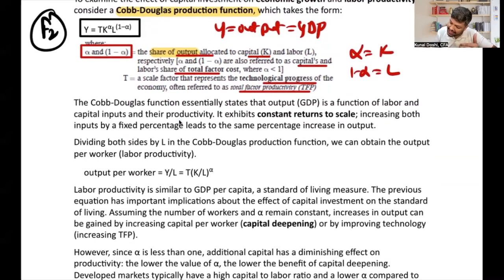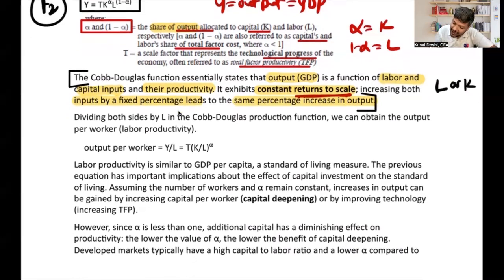The Cobb-Douglas function essentially states that output or GDP is a function of three things, as I said, labor and capital and their productivity, which is technology. It exhibits constant returns to scale: increasing both inputs by a fixed percentage leads to the same percentage increase in output. What does it mean? That if I increase the labor or capital by 5%, my output will also increase by the same rate. That's why it's called constant returns to scale. So the Cobb-Douglas function is based on the constant returns to scale model.